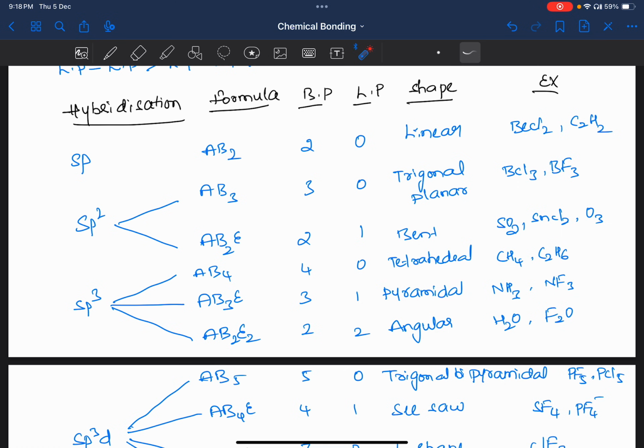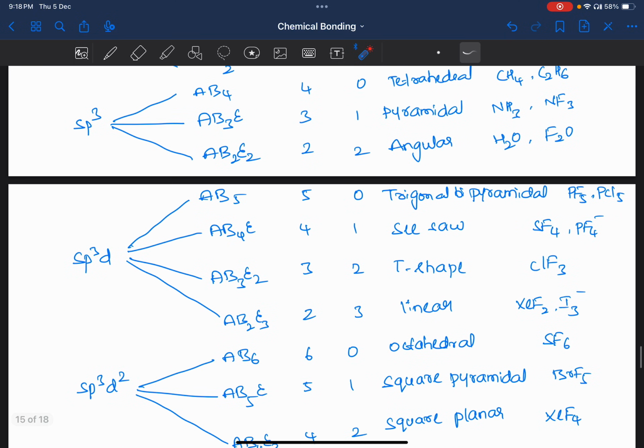When one lone pair is there, the molecular structure will be pyramidal. An important example is ammonia. And when two lone pairs are there, the structure will be angular. An important example for that is H2O. So due to these repulsions only, the structures of molecules change. Remember that part, which is explained by the VSEPR theory.